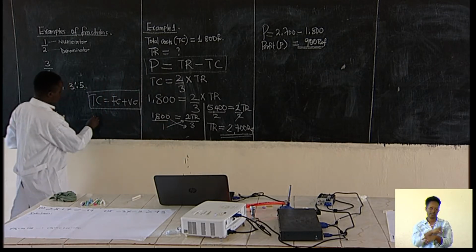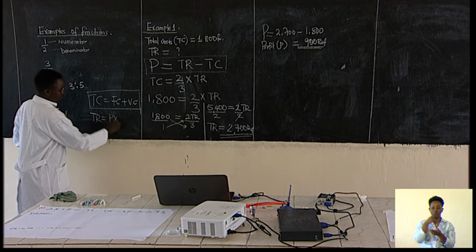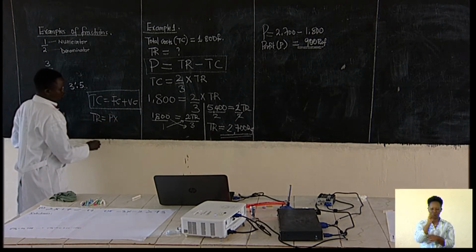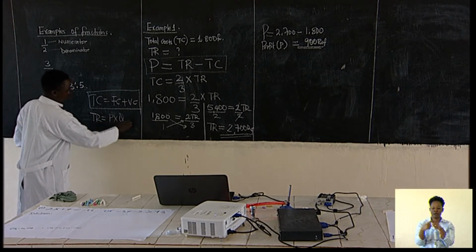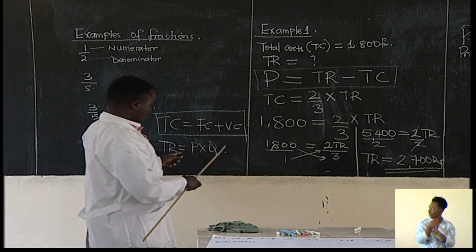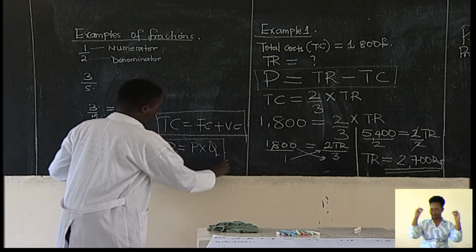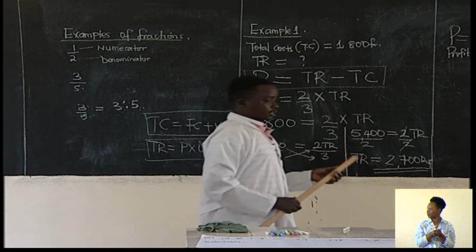Remember total revenue, we said in the previous lesson, to get total revenue, you get the price of each unit and multiply by the quantity sold, the output. I think that is very clear. Remember these simple formulas.